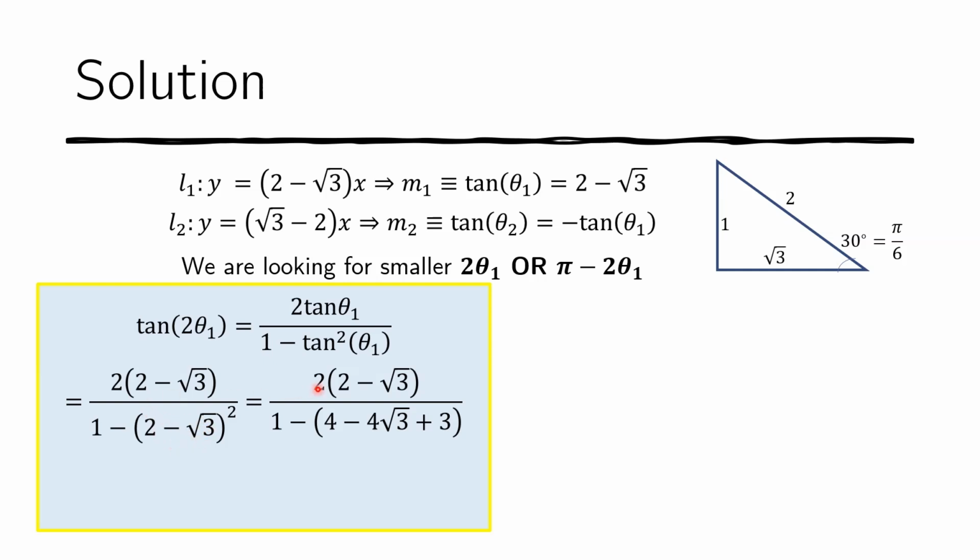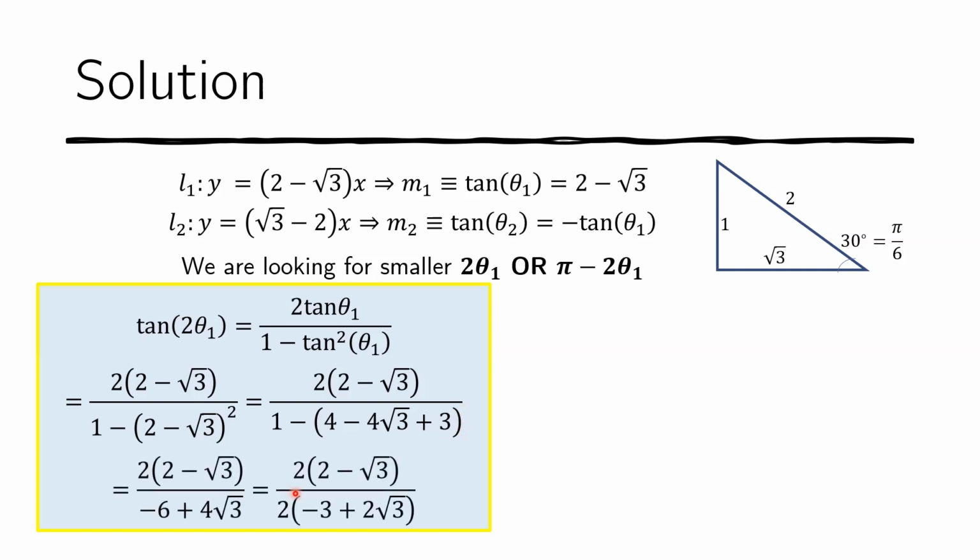Then we get this. Then we just try to expand the denominator first. So 1 minus this expression here. Then we simplify that. The denominator becomes, this is 1 minus 4 plus 3, which is 7. So 1 minus 7 is negative 6. And then minus 4 square root of 3. So that's positive 4 square root of 3. And you can see you can factor 2 out of the denominator. That's what we did here. So the 2's cancel.